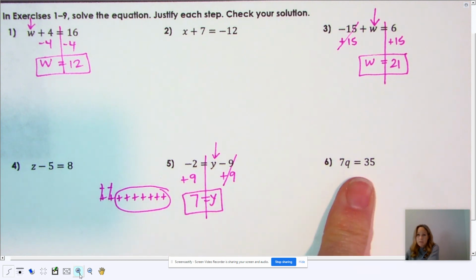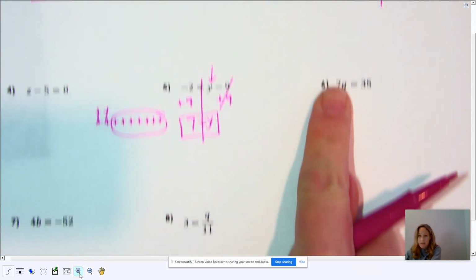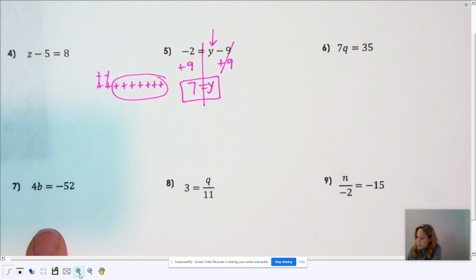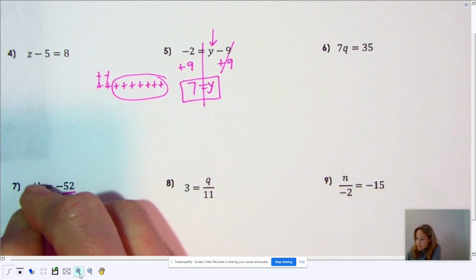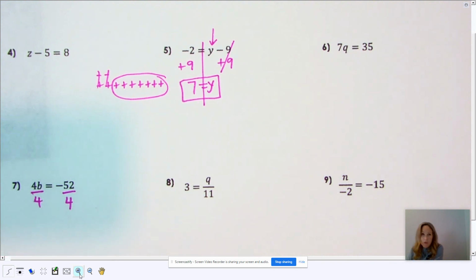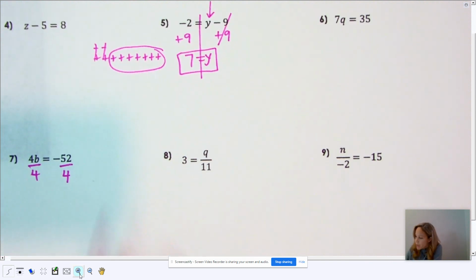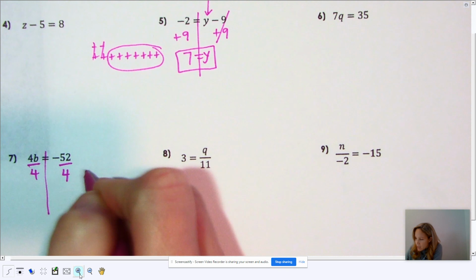We're going to skip number 6 right now, but you would divide by 7 on that one. We're going to go down to this one. We're going to divide by 4 on both sides because that's the opposite of times. So remember, we always do the inverse operation. And whatever we do to one side, we have to do the other.